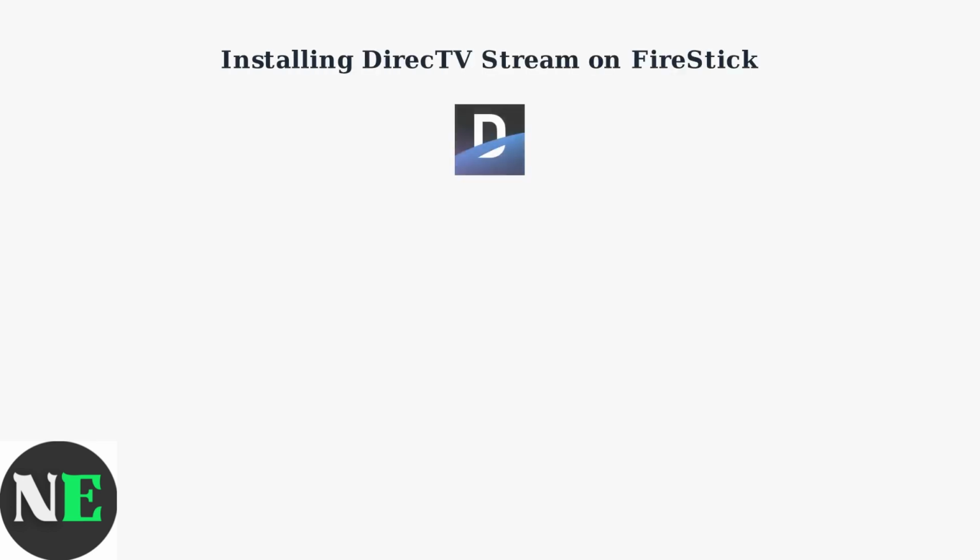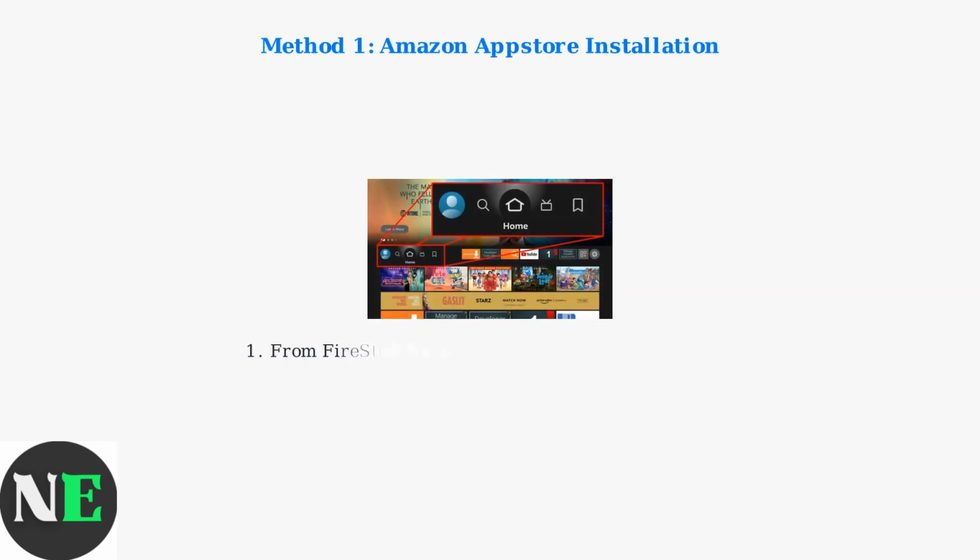Installing DirecTV Stream on your Fire Stick is straightforward. There are two main methods, depending on whether the app is available in your region's Amazon App Store. The easiest way is through the Amazon App Store.